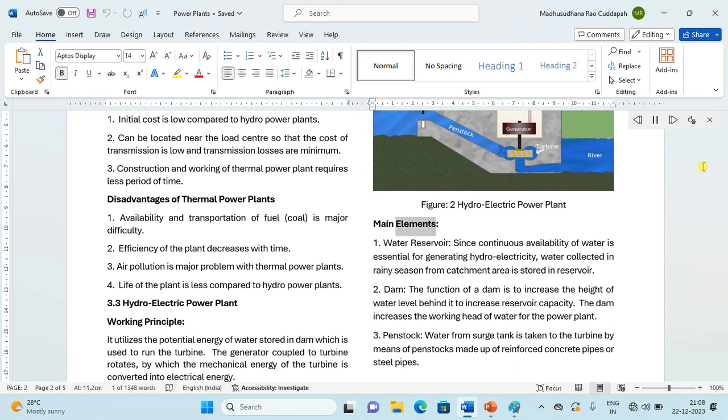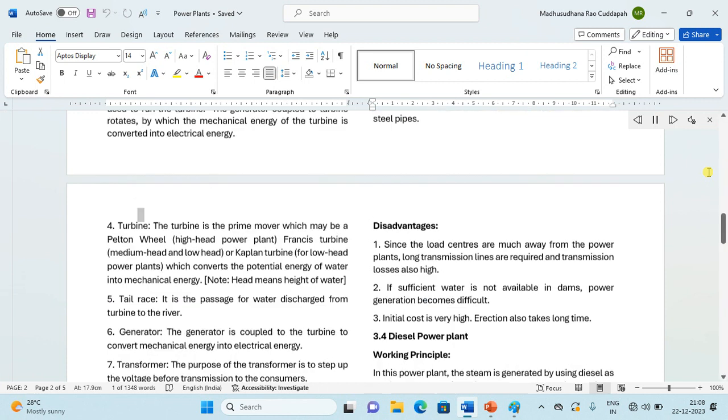Main elements. 1. Water reservoir. Since continuous availability of water is essential for generating hydroelectricity, water collected in the rainy season from the catchment area is stored in the reservoir. 2. Dam. The function of a dam is to increase the height of the water level behind it to increase reservoir capacity. The dam increases the working head of water for the power plant. 3. Penstock. Water from the surge tank is taken to the turbine by means of penstocks made of reinforced concrete pipes or steel pipes.